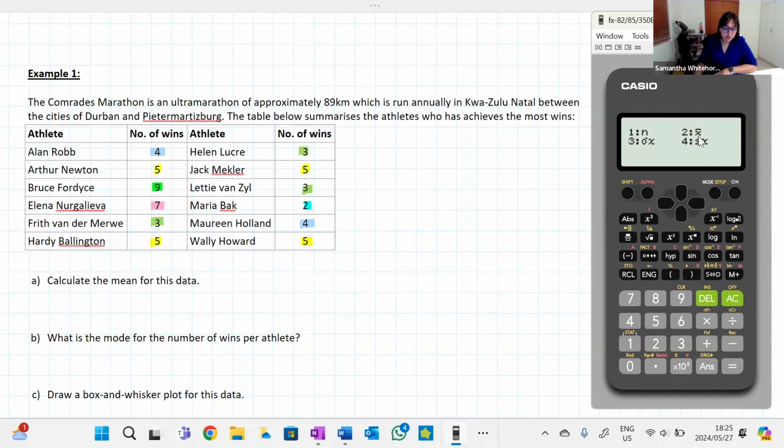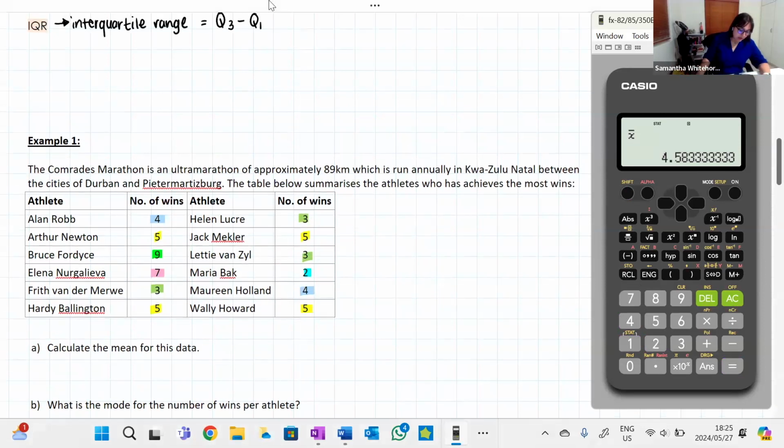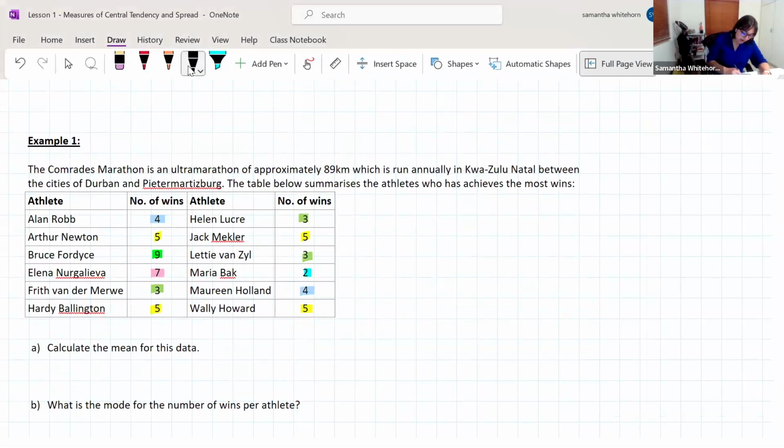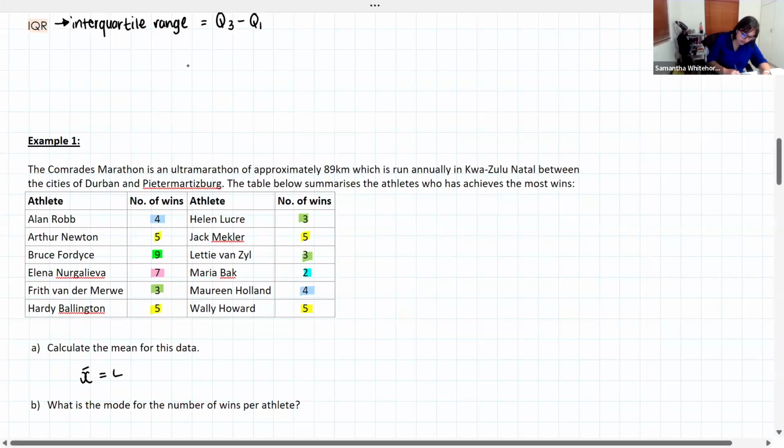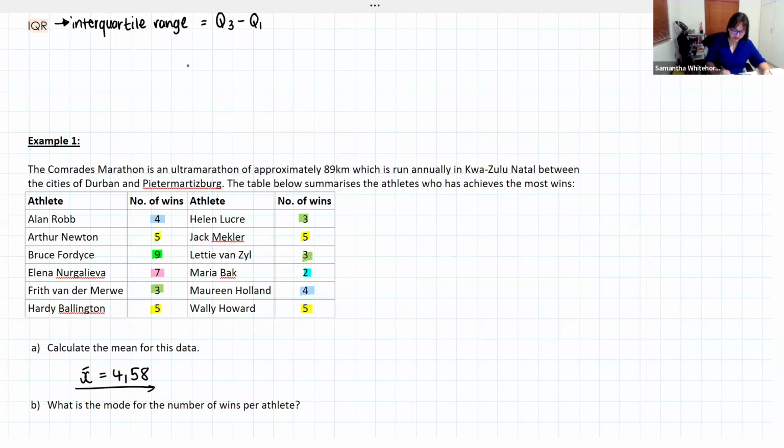Now I see number 2 has that X bar, which represents mean, and I click option 2. When I push equals, it gives me the mean for my data set. I know it's tedious to type in all the data, but once it's in, it's in. Okay, so we've got an average of 4.58.